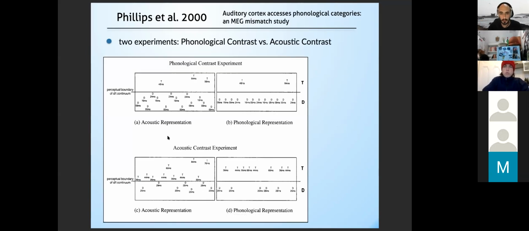And here's the difference. As you see, these little things here represent on the y-axis the amount of VOT. This is a T, which has a lot of VOT. This is a D, no VOT. And then they have all this continuum of variation. In the phonological contrast experiment, they had this presentation: a lot of stimuli which are below the perceptual boundary of the subject, then one oddball which is above the perceptual boundary, and then again a lot of stimuli below the perceptual boundary.